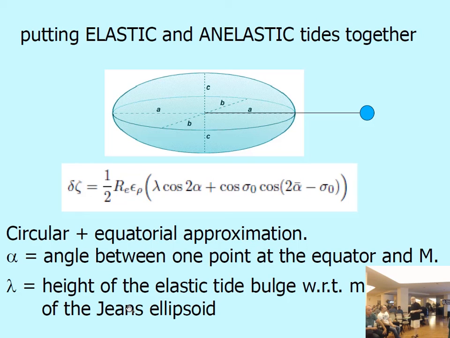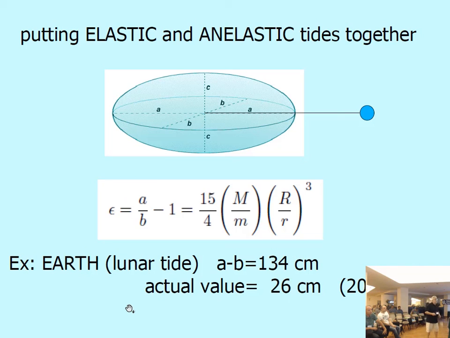with a small trick. The small trick is the following. If I look at the Earth, for instance, the lunar tide on the Earth, if I compute the lunar tide on the Earth, I obtain 1 meter 34 centimeters. But the measurements give only 26 centimeters. And we understand this the following way. This formula gives the stretching of the body if it is perfect. The Earth is not perfect.